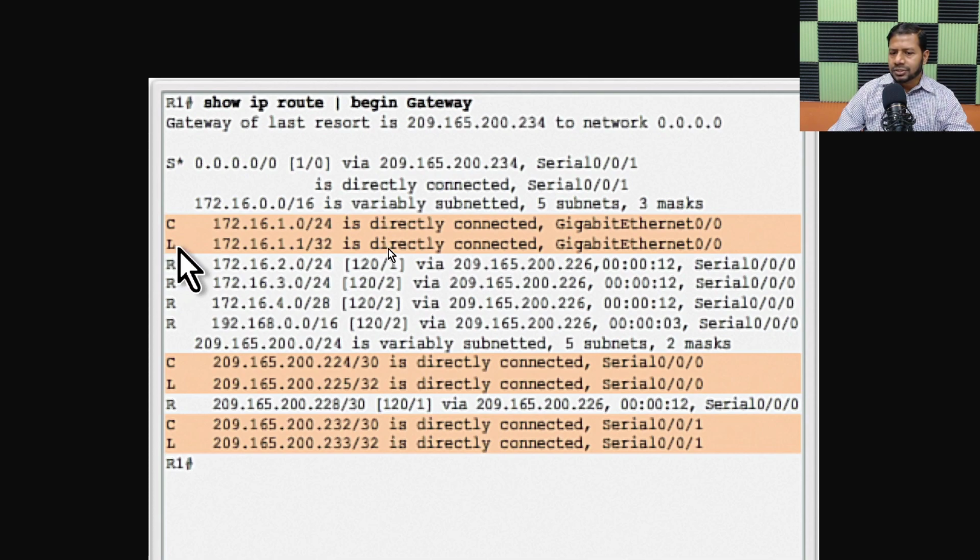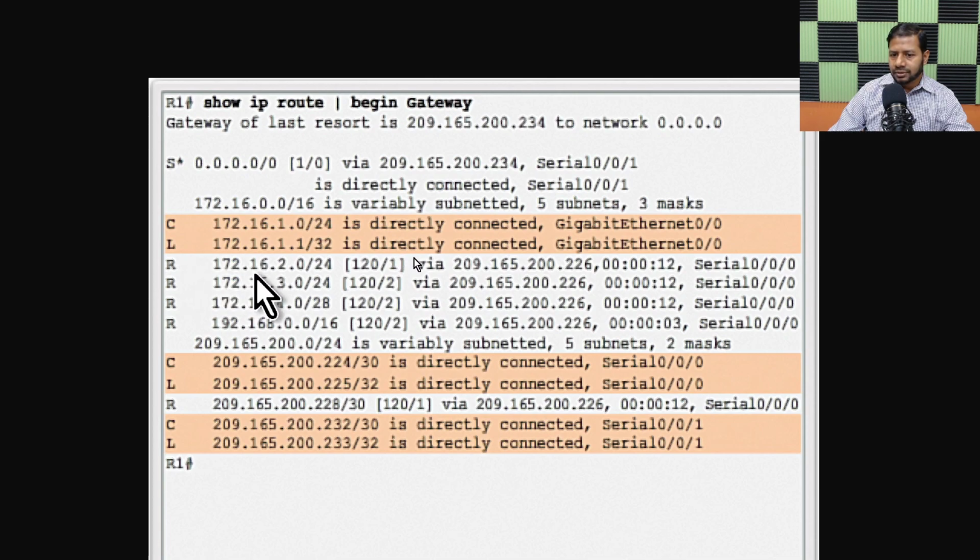L. L means not a network, it's a local interface. That's why it's an IP address, not a network address. 172.16.1.1, 32-bit mask. That's one single IP address, as opposed to the upper line, the first line with a C, that one is a .0. That is not an IP address, that's a network address. This one denotes a whole network, and this one denotes just one IP address. That IP address is that gigabit Ethernet's IP address. That's what it means. L means local interface.